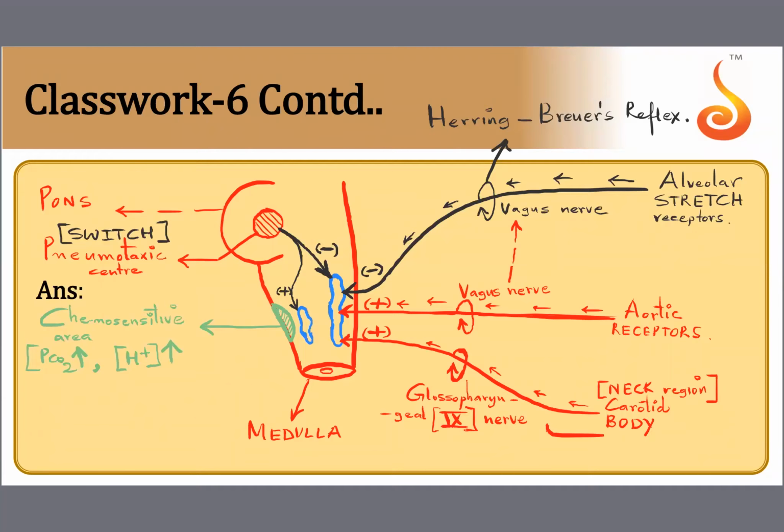Together we can call these aortic receptors and the receptors present in the carotid body as peripheral chemoreceptors. Peripheral chemoreceptors. And you know what they are sensitive to? Both the aortic receptors as well as the carotid body receptors are sensitive to increase in partial pressure of carbon dioxide and increase in H plus ion.